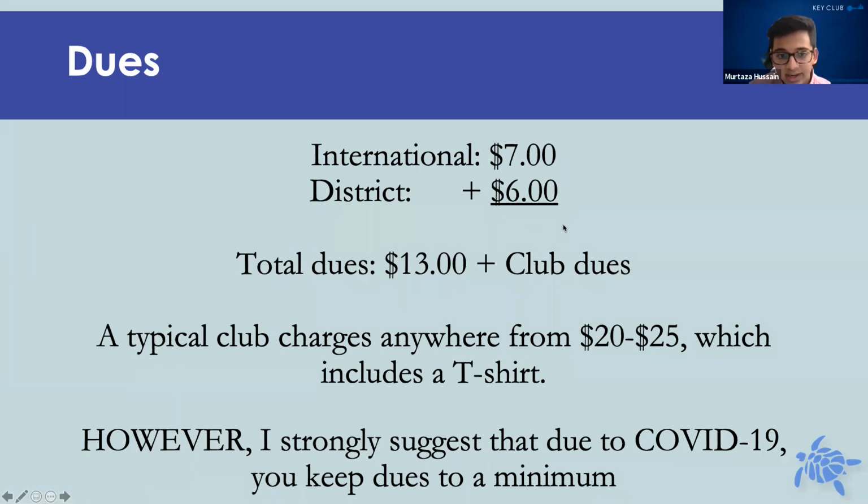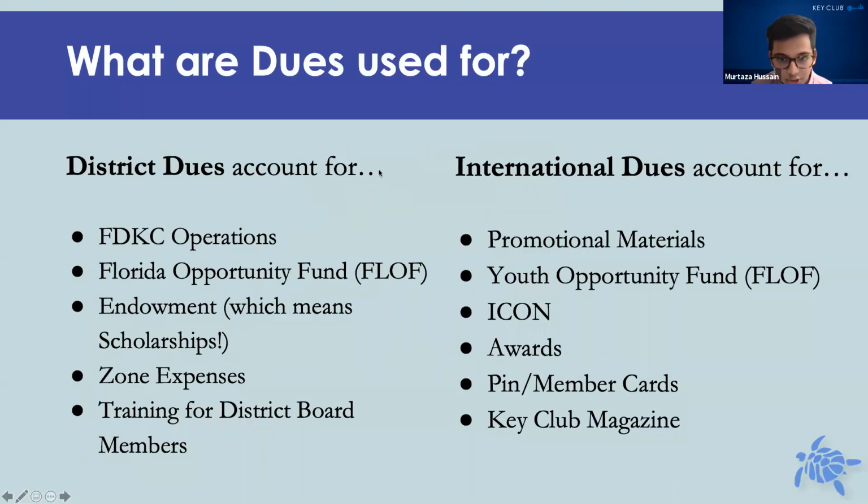So that being said, I talked about how $7 goes towards international and $6 goes towards the district. So let me outline where that dues goes towards. So what are dues used for?